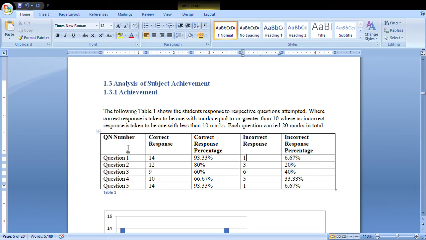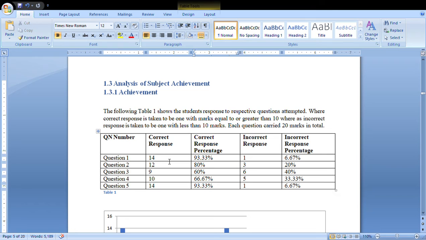We have the first question right here. This was question number 1. For question number 1, the column for correct response is 14. This means that out of the 15 students that I had, 14 were able to get 10 marks or more on this question. So 14 students out of the 15 were able to get 10 or greater than 10 in their question.